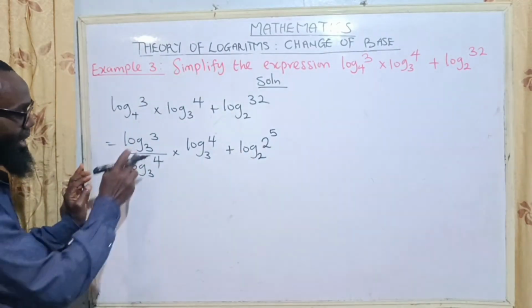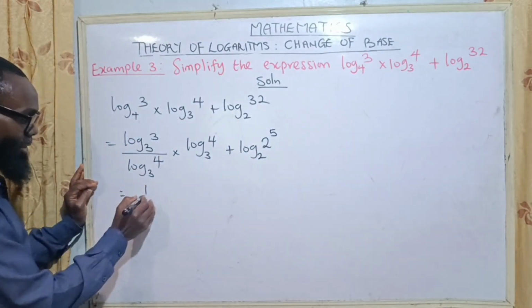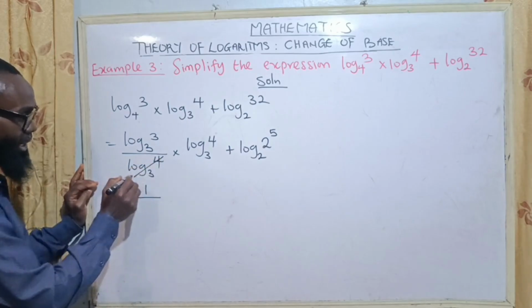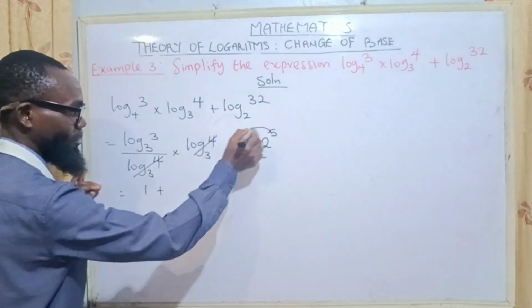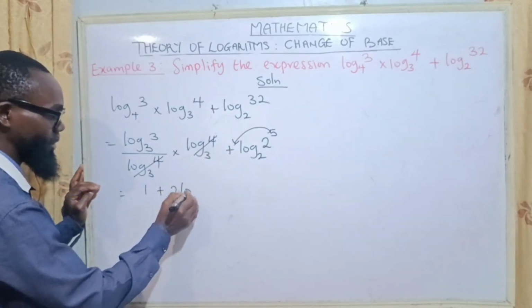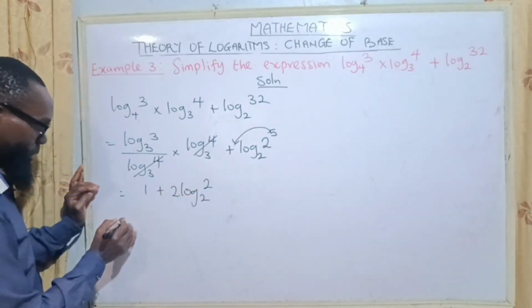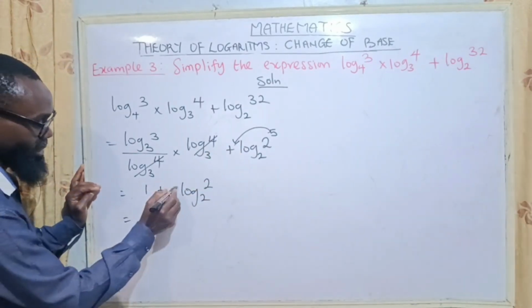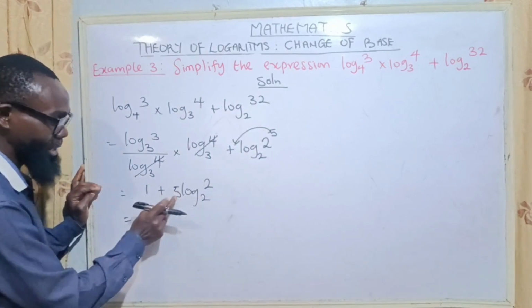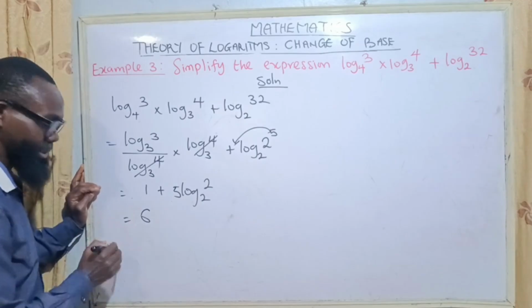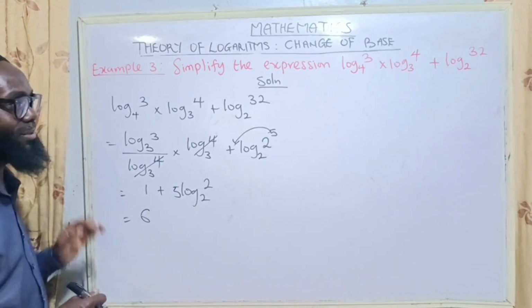And when we look at this, log 3 base 3 gives me 1 over log 4 base 3, cancel log 4 base 3. So this is 1 plus this 5 will move here. I have 5 log 2 base 2. Sorry, 5 will move here. Now log 2 base 2 is what? 1. 1 times 5 is 5. 5 plus 1, 6. So final answer is 6.